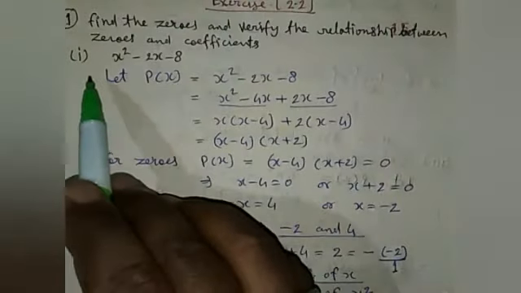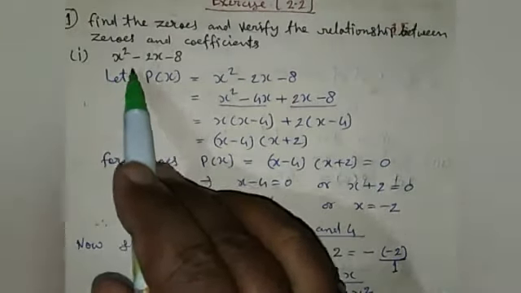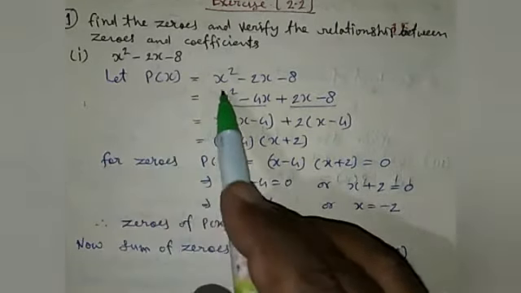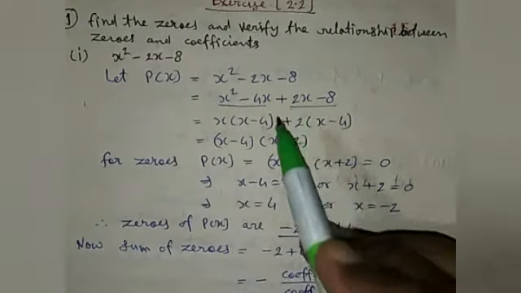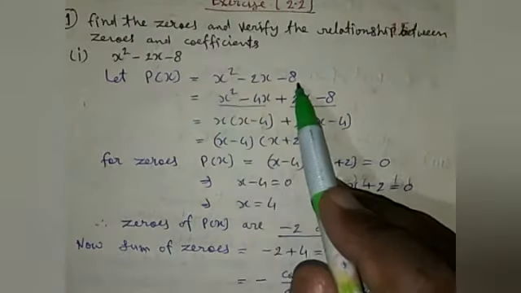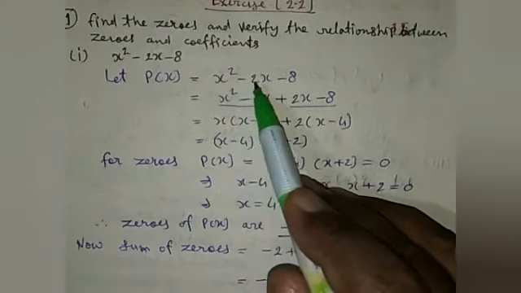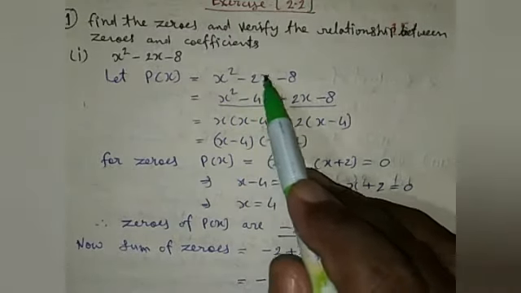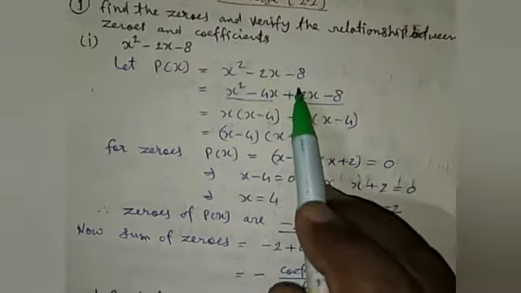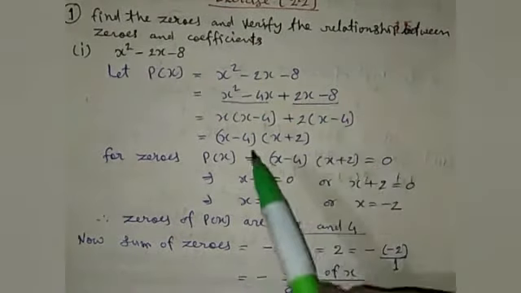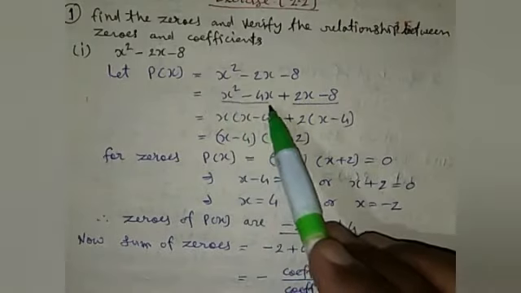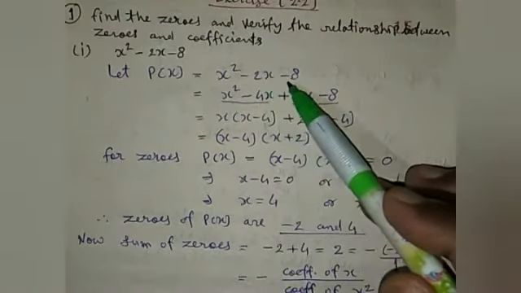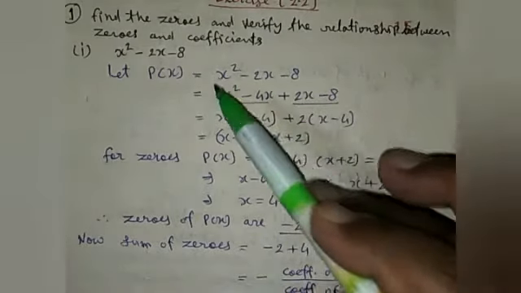In the first part, the polynomial is given as x square minus 2x minus 8. So let p(x) equal x square minus 2x minus 8. Now you have to factorize the polynomial because it is a quadratic polynomial having 3 terms. So you have to split the middle term in 2 parts. After splitting the middle term, you will get x square minus 4x plus 2x minus 8.